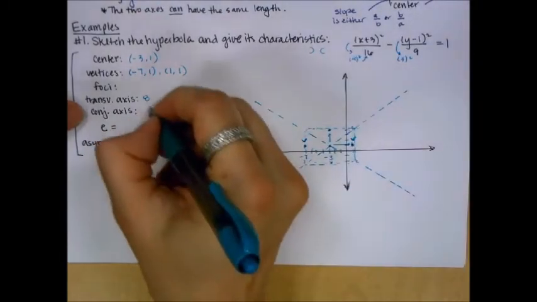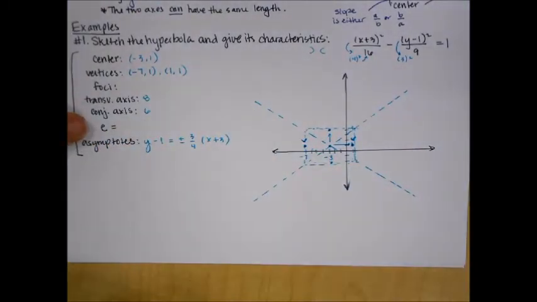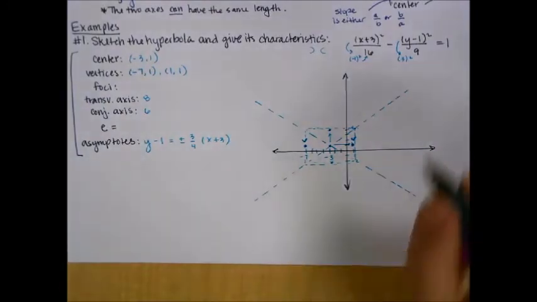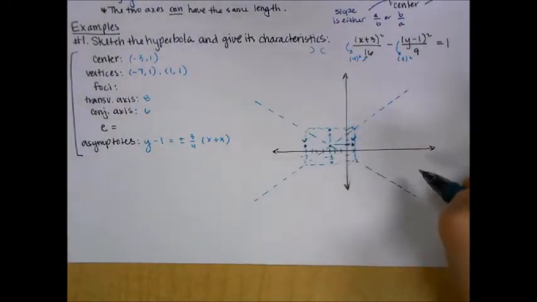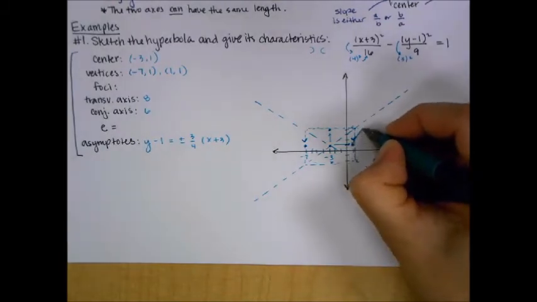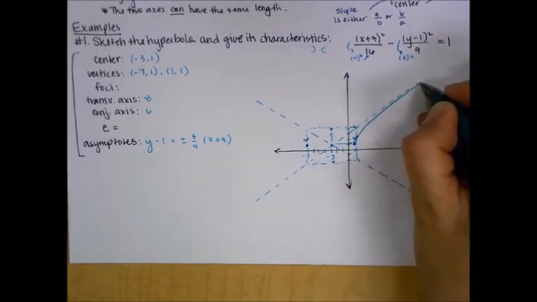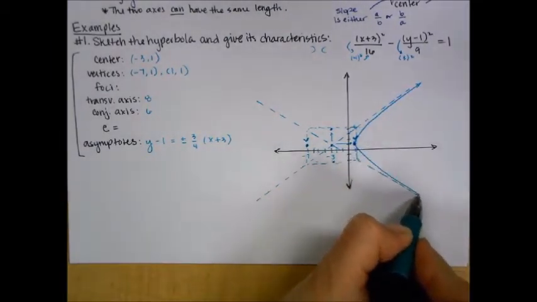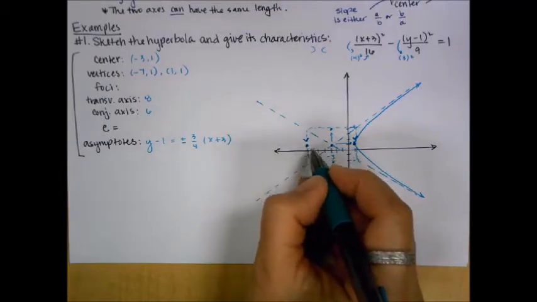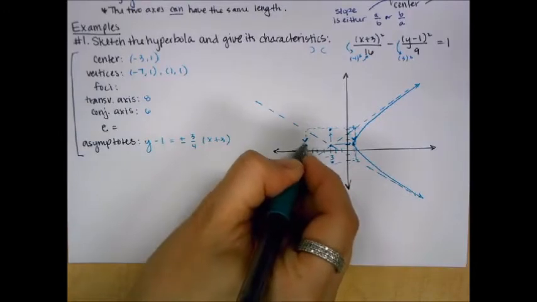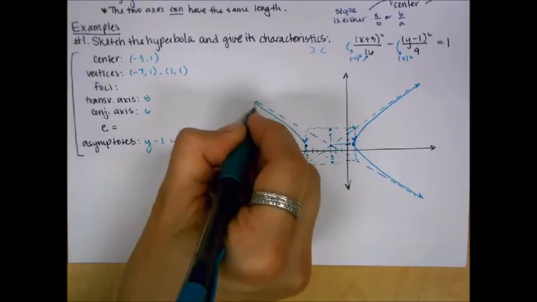And to find E, we do need C, so we still need to find our focus points. We need to finish our picture as well. So now that I have all of my guideline curves, we're going to start from each vertex and just follow the asymptotes out. All right, so that is our finished picture.